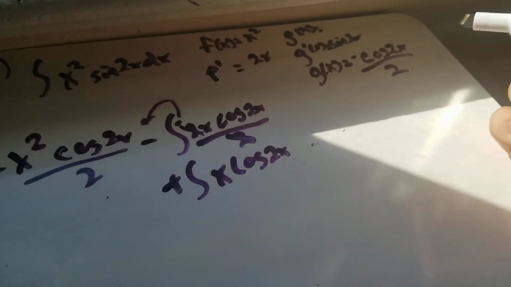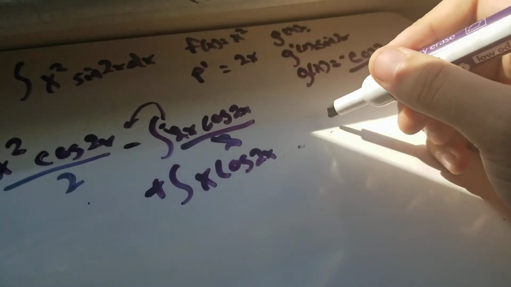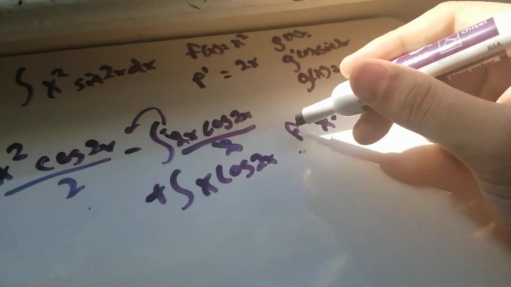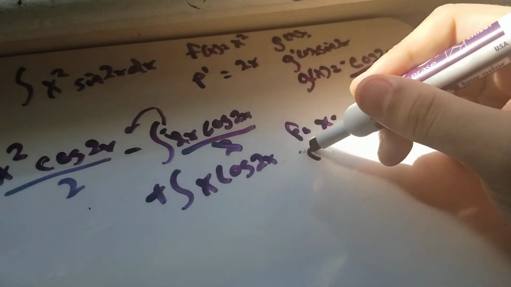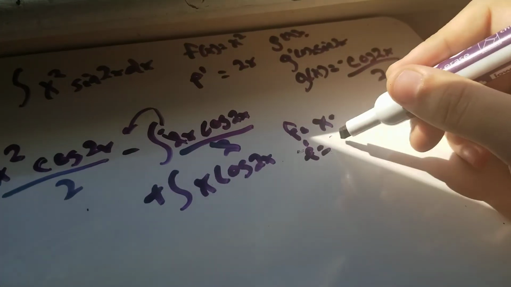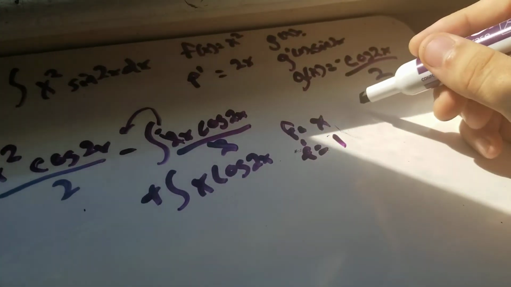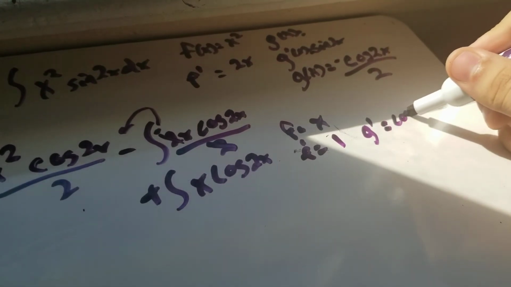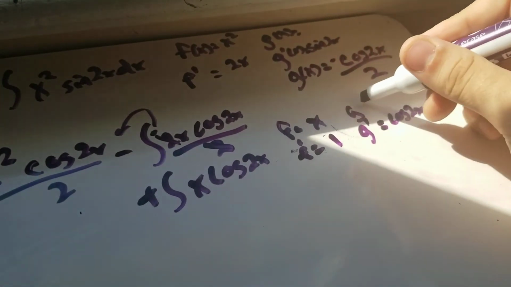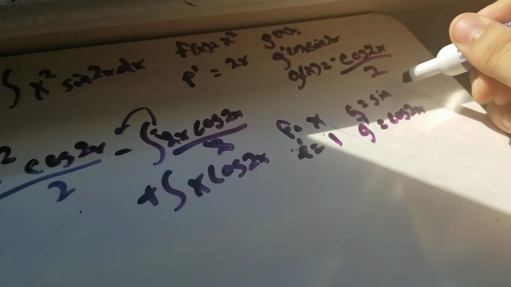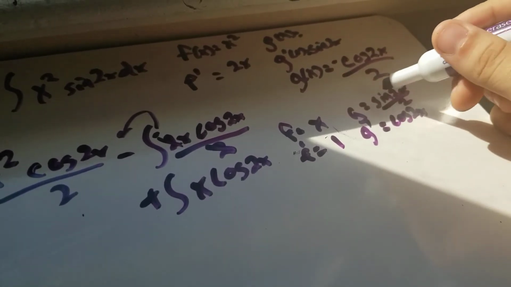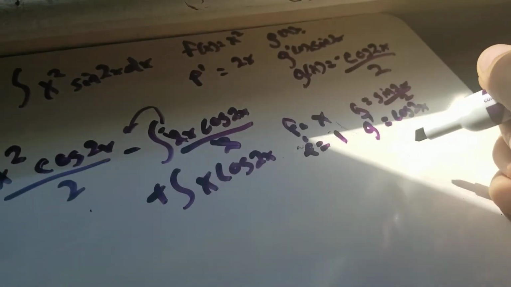All right, we're going to have to do another integration by parts on this one. So f of x is x, so f prime of x is 1. G prime of x is cosine 2x, and then g of x is going to be sine 2x over 2, positive, because from sine to cosine is positive.